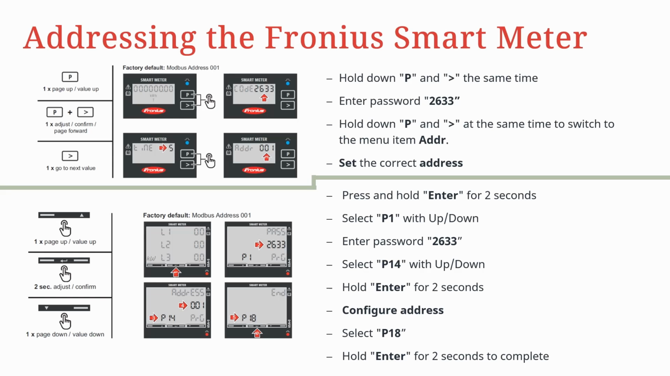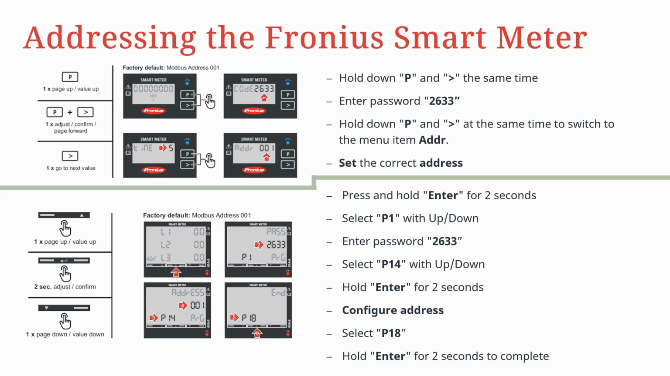At first you hold down P and the arrow button at the same time, and then you enter the password 2633, and here you hold again down the P and the arrow button at the same time to switch to the menu item address. Then you set the correct address and confirm it by pressing the 2 buttons again at the same time. Now the Modbus address is set.